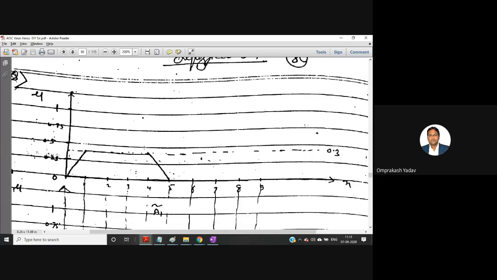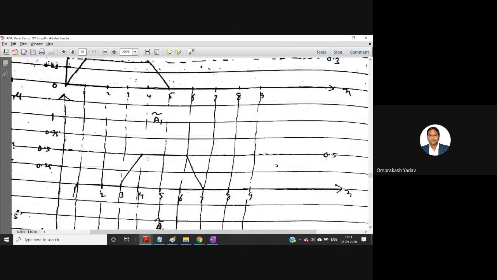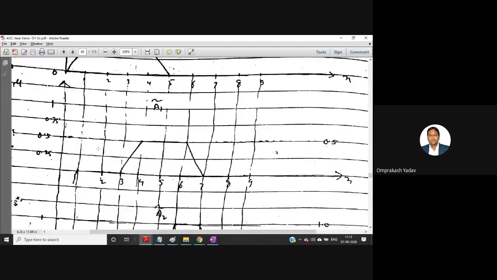Finished the first graph, all of you? Yes, sir. Okay. Then draw the second graph. This is from 3, 4, 5, 6. This is 3 to 7. And the height is 0.5. Height is 0.5.